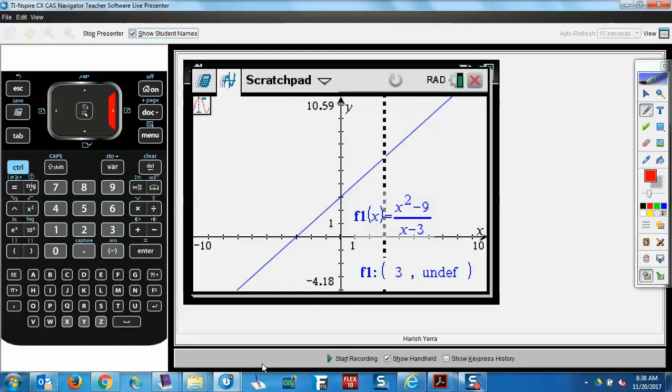Now, 2.7 is not very close to 3. What would be better? How about 2.99? Okay, how about we go 2.99 and trace? Okay, 5.9. So now I'm getting a feel for it. I'll bet those cars are meeting right there at 6. I'll bet they are, right? So you can do it with a graph, and we can kind of see.